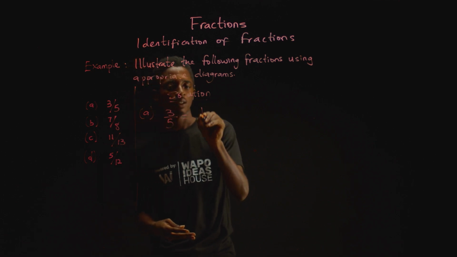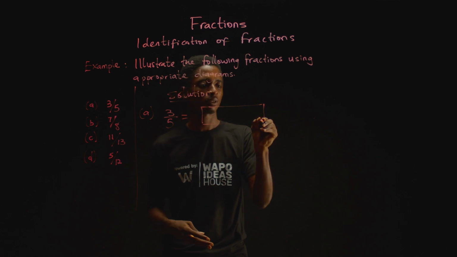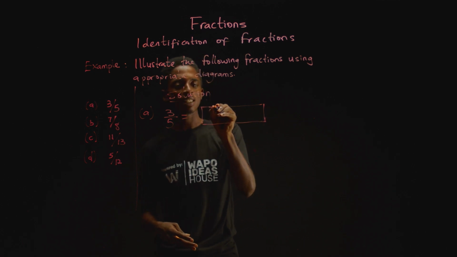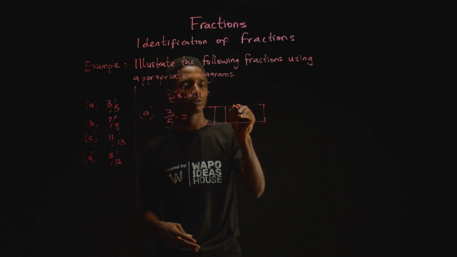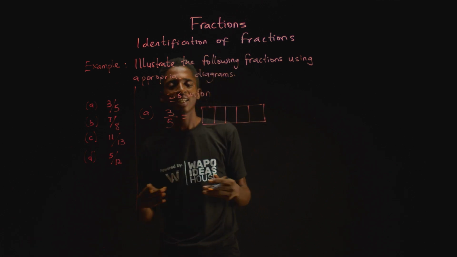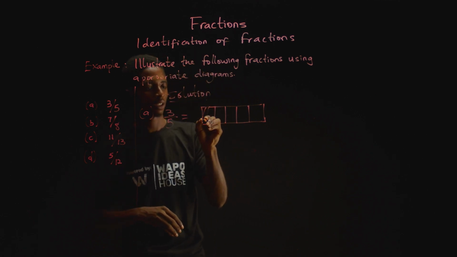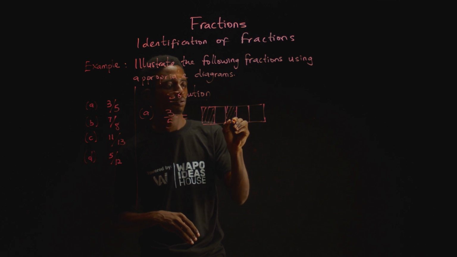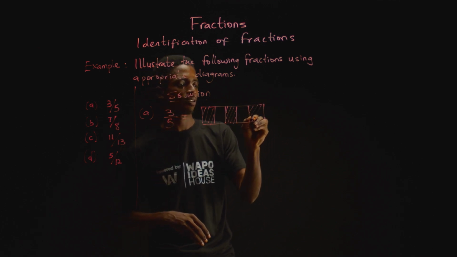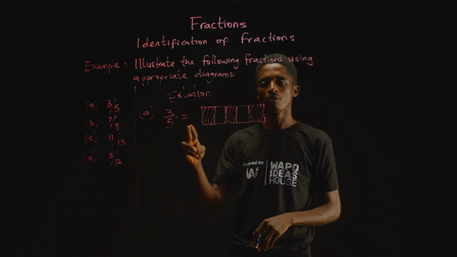So, let's draw a simple rectangle. Divide it into 5 equal sides. We have 1, 2, 3, 4, and 5. Now shade any 3 of these 5. 1, 2, and 3. This diagram therefore represents 3/5.